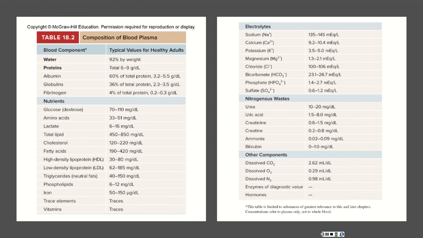When I talk about solutes, they pull liquid towards themselves. Solutes suck. They suck water towards themselves. So albumin, being a really big solute, sucks water towards itself. It keeps water in your blood.